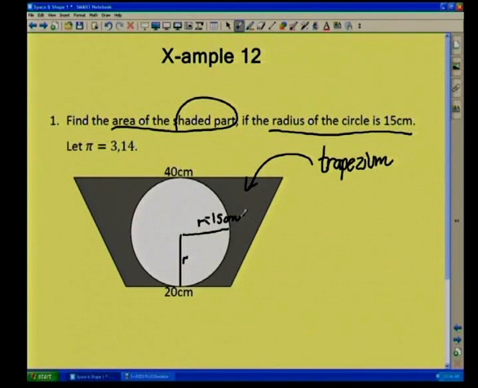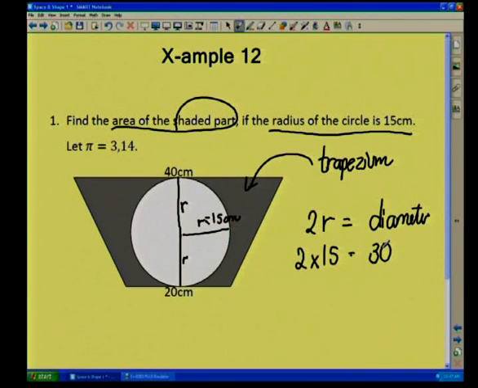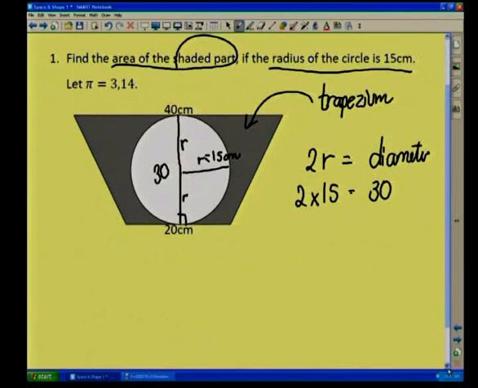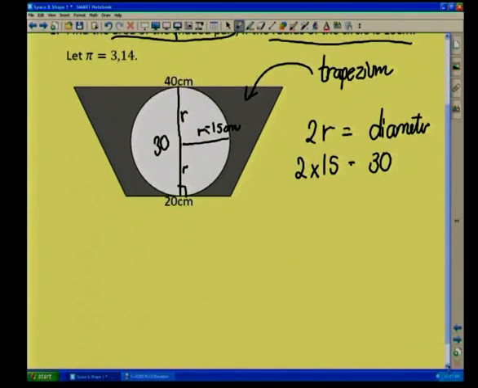From this information, we can therefore find out that the height of my trapezium is obviously going to be 2 lots of radius, and that is obviously my diameter of my circle. And 2 lots of 15 is 30, so my diameter is actually 30 centimeters, and you can see that that also would be my perpendicular height for my trapezium. Okay, so now we've got some of the information that we need.